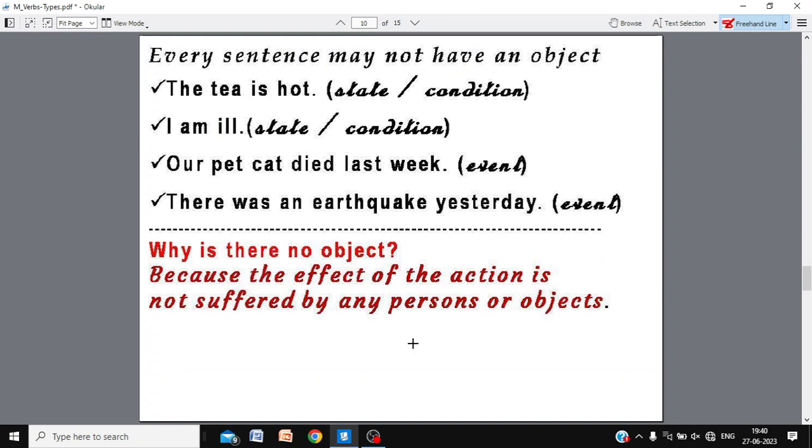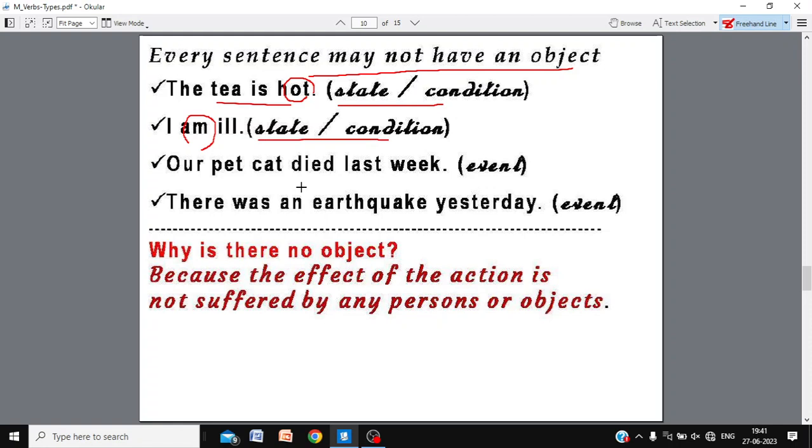Every sentence may or may not have an object. It is not necessary that every sentence will have an object. Subject, yes, every sentence will have a subject. Verb, every subject will have a verb. But object, every sentence may not have an object. The tea is hot. There is no object. There is an adjective. Hot tea. There is an adjective, so there is no object. It is a state or condition. I am ill. There is no object. It is a state or condition.